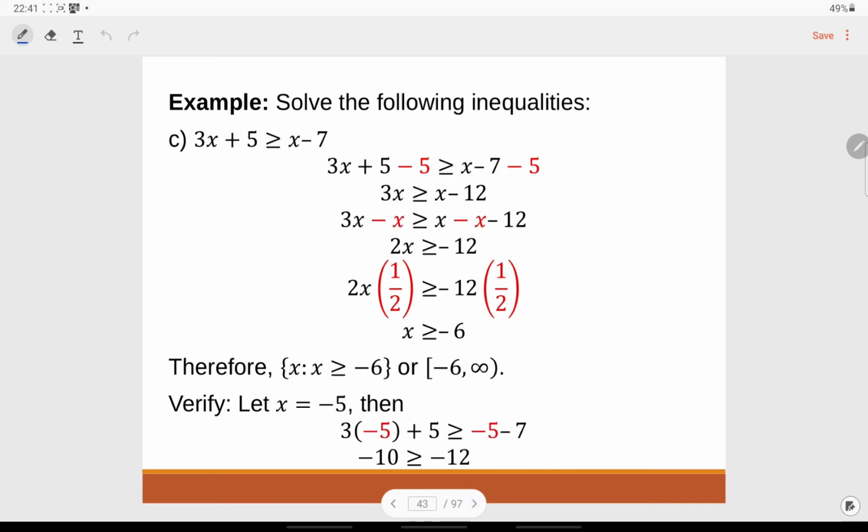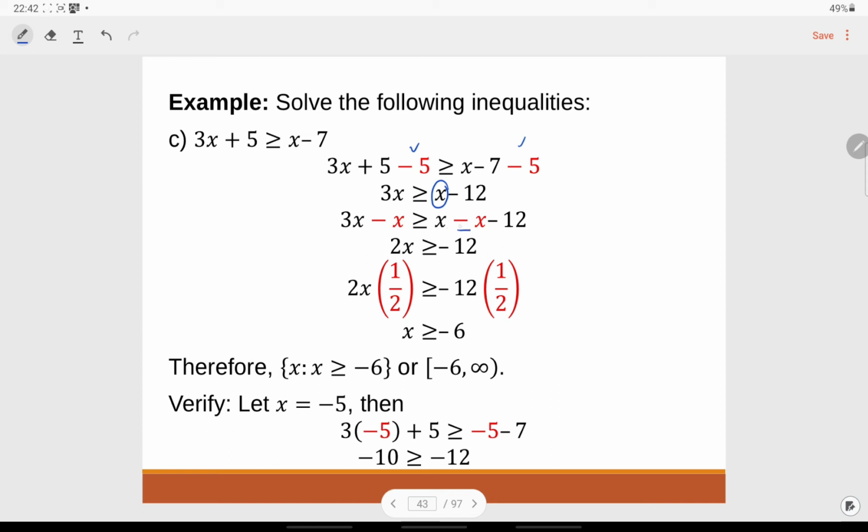Okay, now the third example, 3x plus 5 greater than or equal to x minus 7. Again, to eliminate positive 5, we need to minus 5 at both sides. So it becomes 3x greater than or equal to x minus 12. To eliminate x at this side, we need to minus x at both sides.